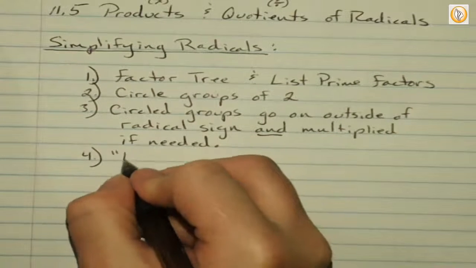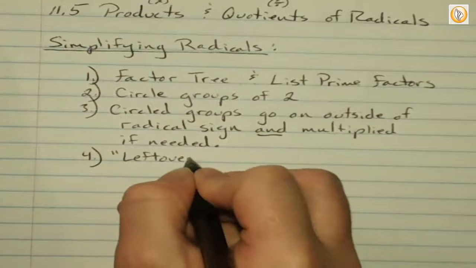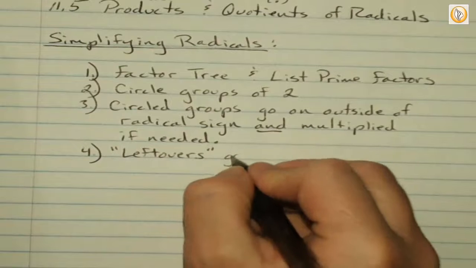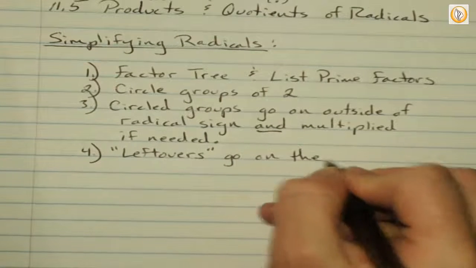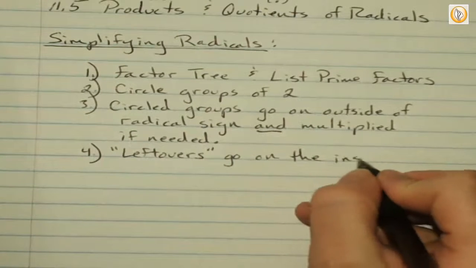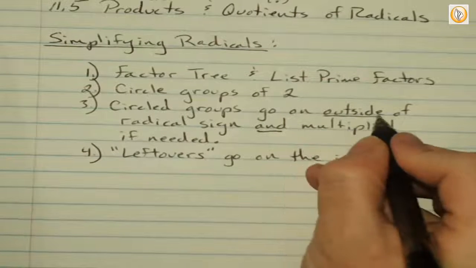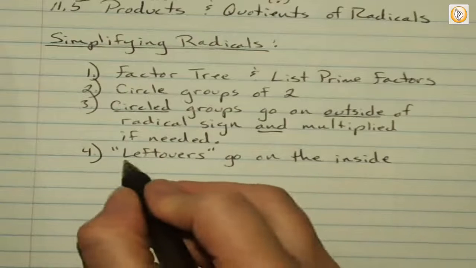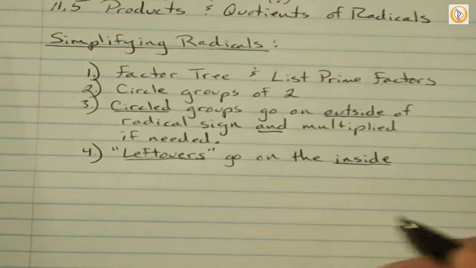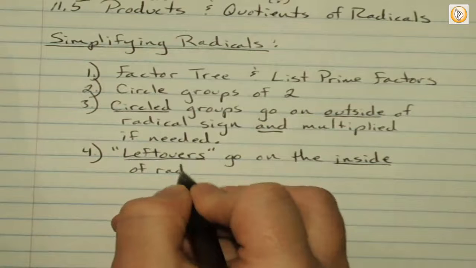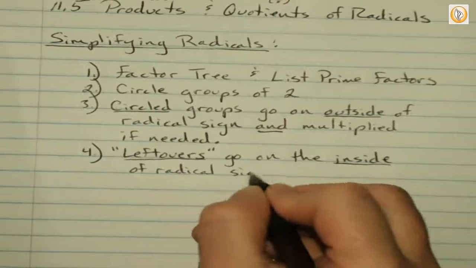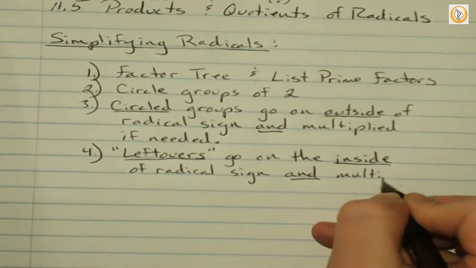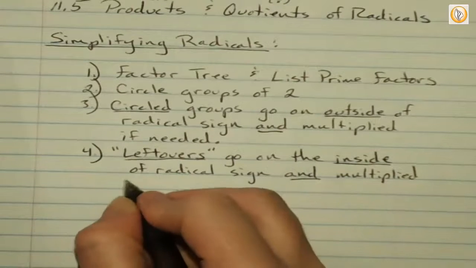Step 4, leftovers, see that's in quotes, go on the inside. So I'm going to underline outside: circled groups go on the outside of the radical sign, leftovers go on the inside of the radical sign, and multiplied if needed.